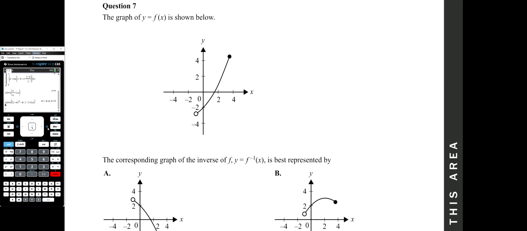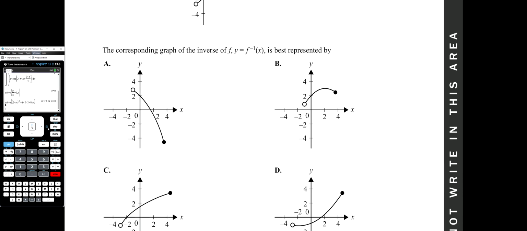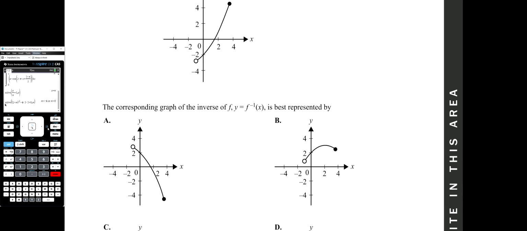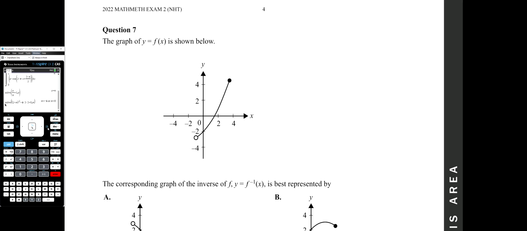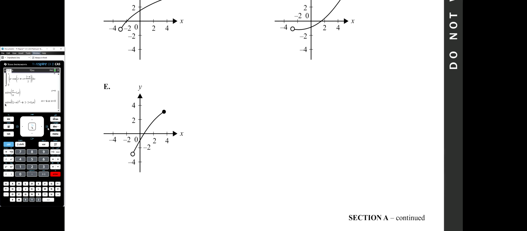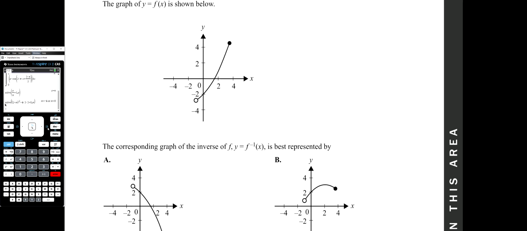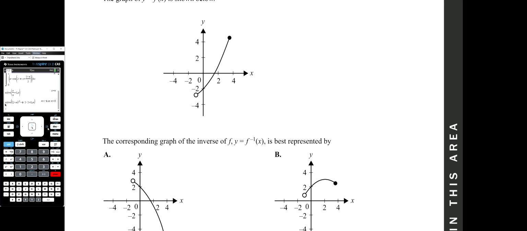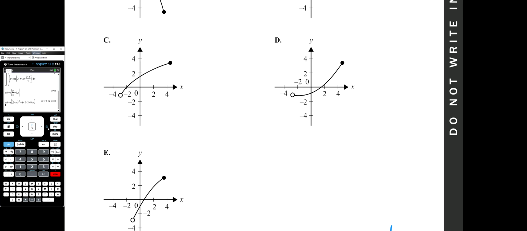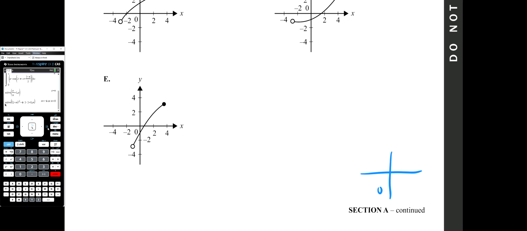The graph of y equals f of x is shown below. The corresponding graph of the inverse is best represented by. Okay, so if you want the graph of the inverse, the best way to really answer this question is take your page, draw the original on the bottom right, and then simply flip it. So if I just draw the original, it looks like it starts at -1, -3, and goes up to about 4, 5. So roughly speaking, it goes like this, like that. So if you take that and you flip it over, what you'll end up with is a graph that looks something like this.